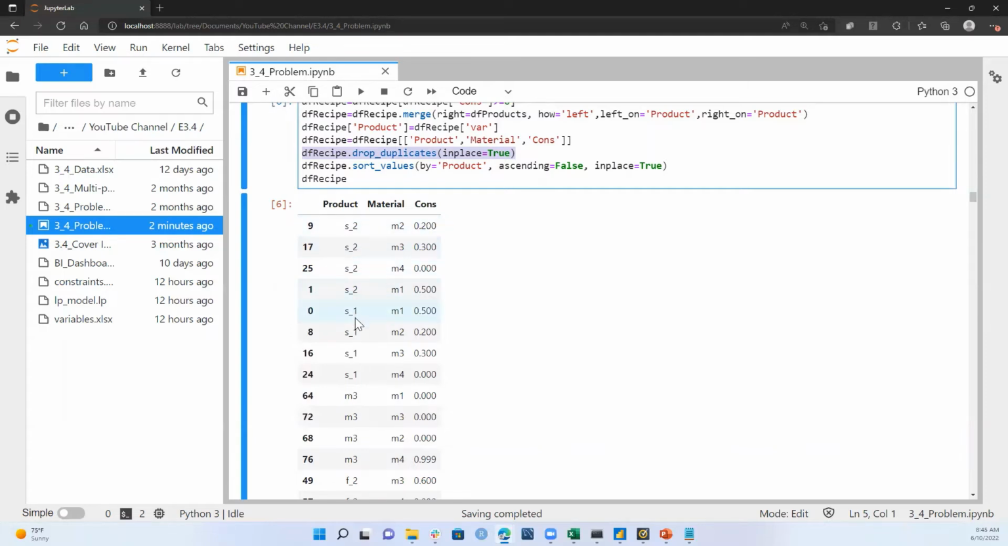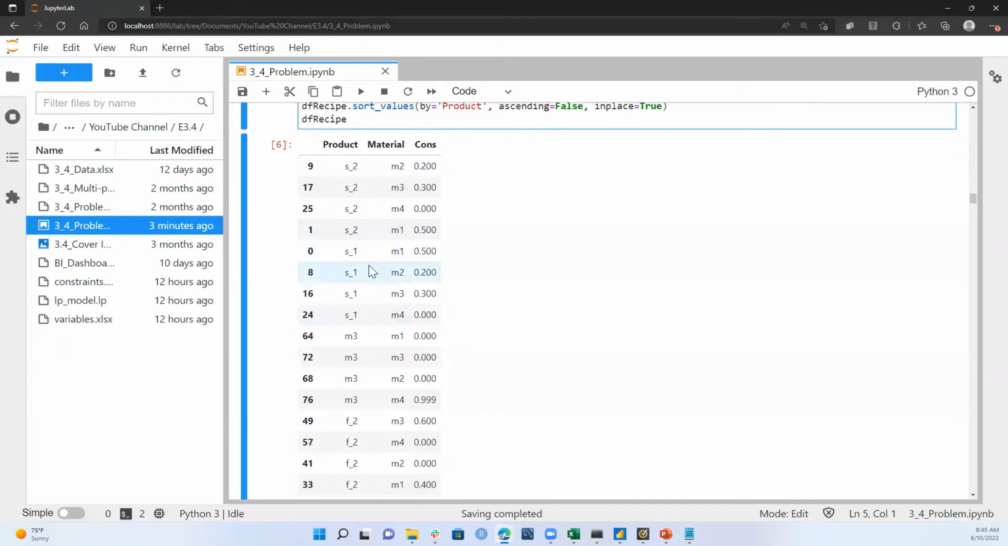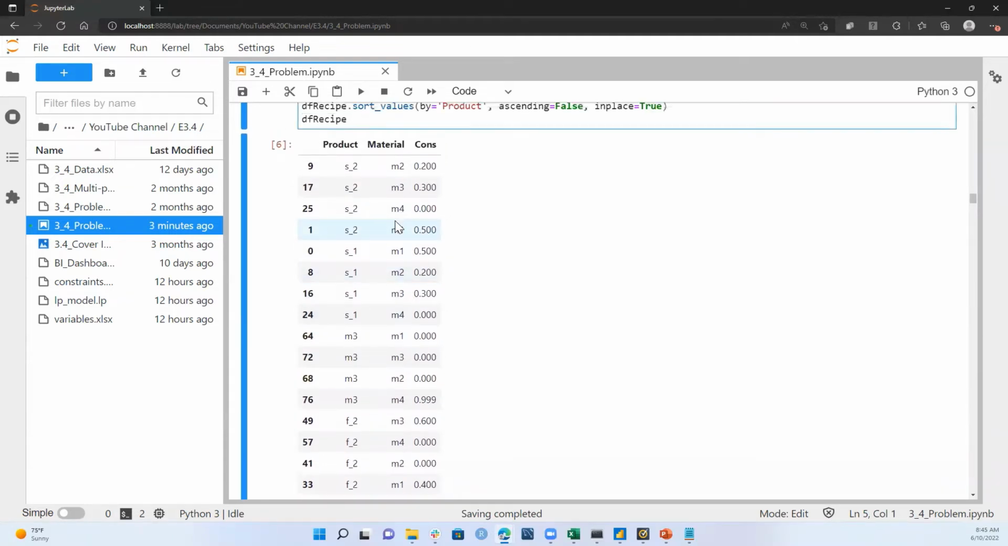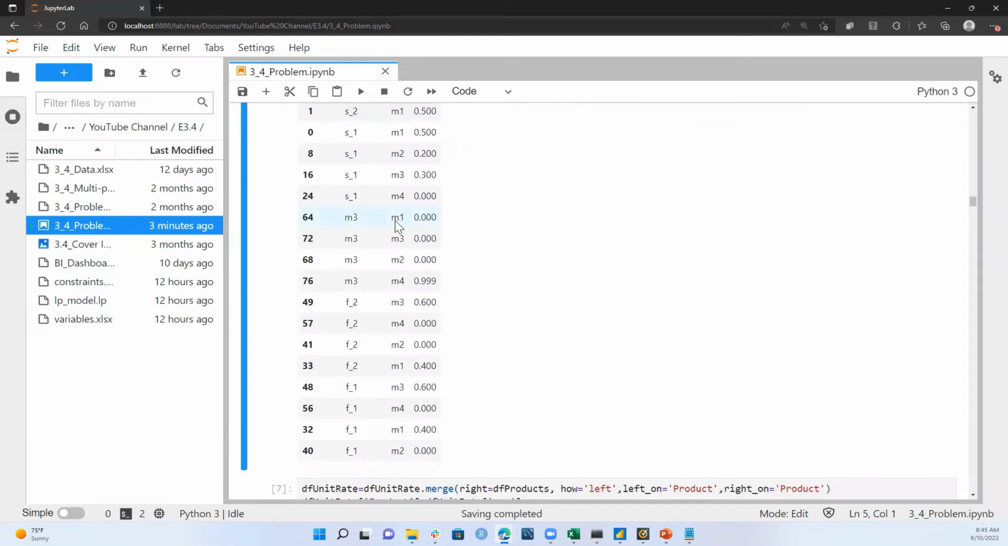So S_2 and S_1 obviously have the same material consumption coefficient. So you can see here M1.5, M1.5, but we break it out in this table by the product variable name S_1 and S_2, again, for when we build our dictionaries later, so that we have all the appropriate keys for building our decision variables and constraints.